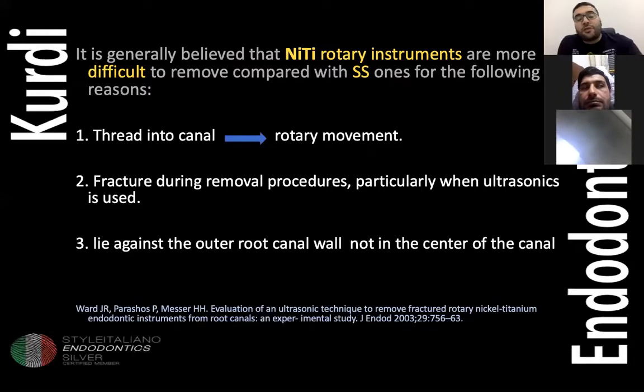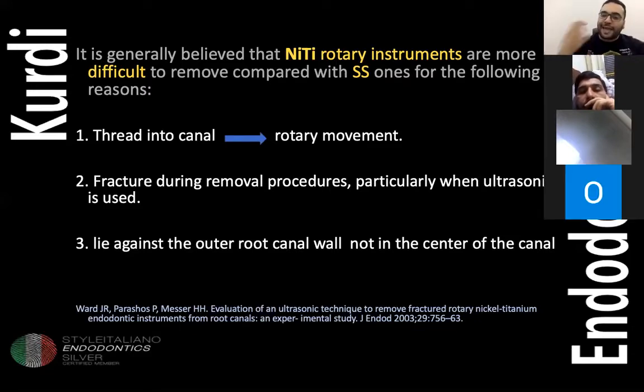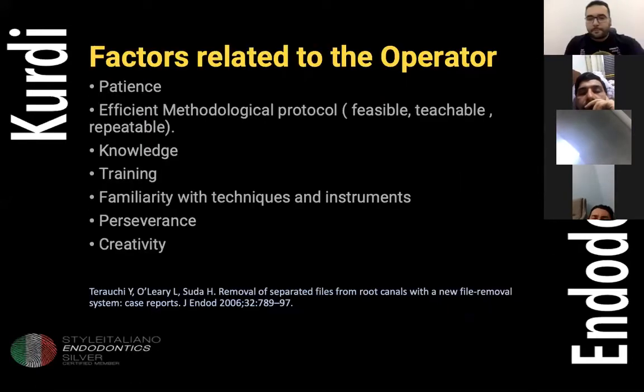And also the third factor is that when they break, they lie against the outer wall. And by the way, that will help us to know that we are going to search for the gap that we mentioned before, between the file and the wall. We have to search for it on the inner side, because the file, if it's a rotary nickel titanium file, will lie against the outer wall.